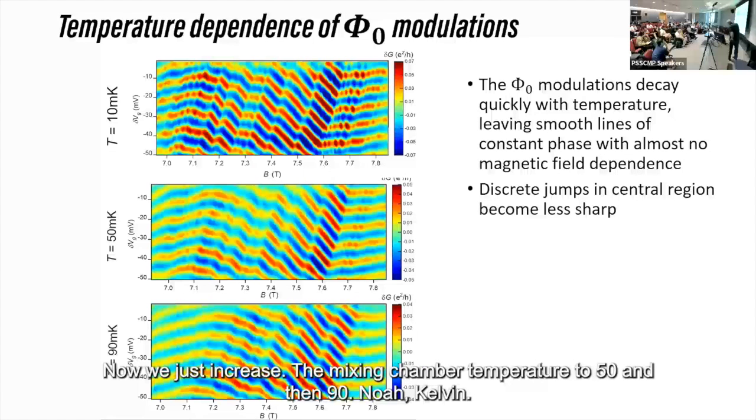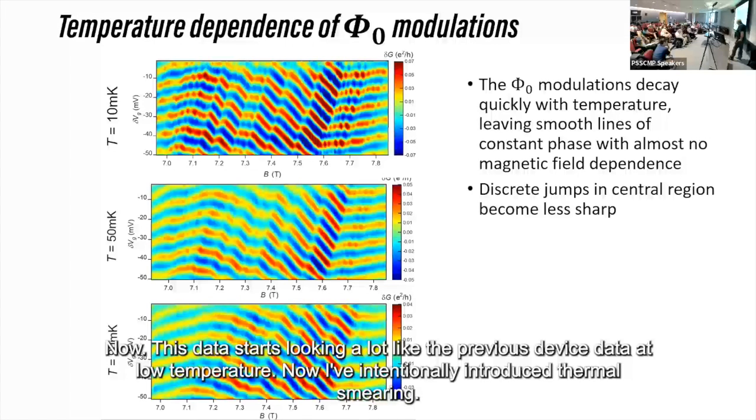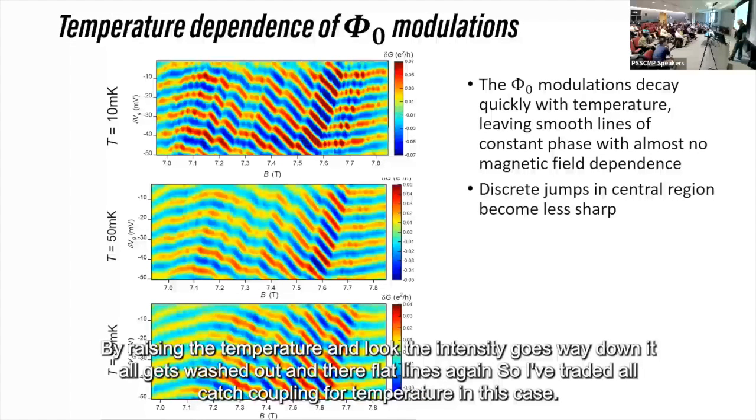Now we just increased the mixing chamber temperature to 50 and then 90 millikelvin. Now, this data starts looking a lot like the previous device data at low temperature. I've intentionally introduced thermal smearing by raising the temperature. And look, the intensity goes way down, it all gets washed out, and they're flat lines again. So I've traded bulk edge coupling for temperature in this case.